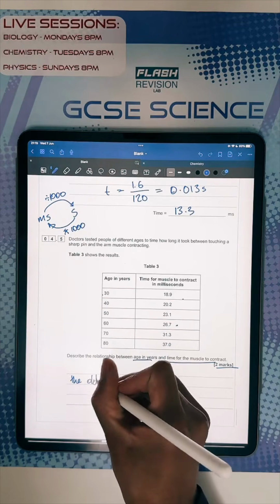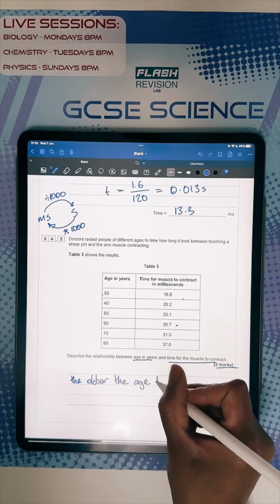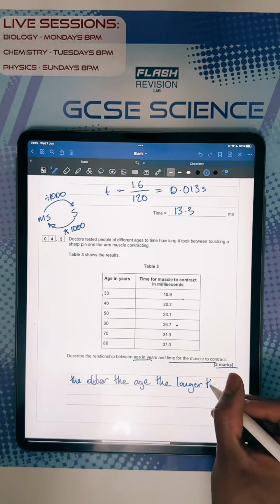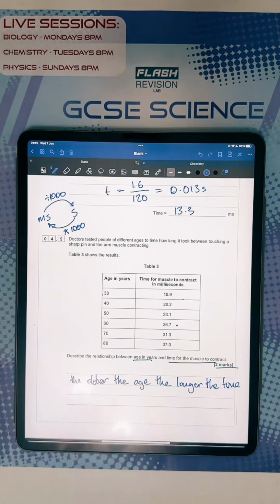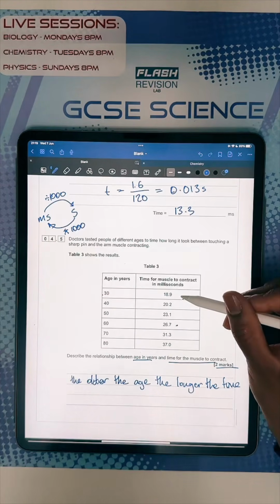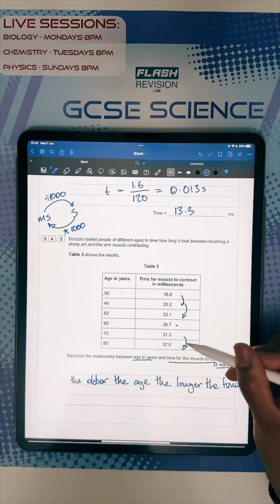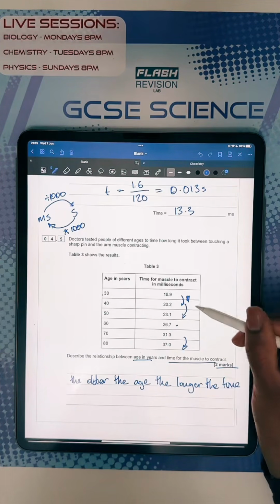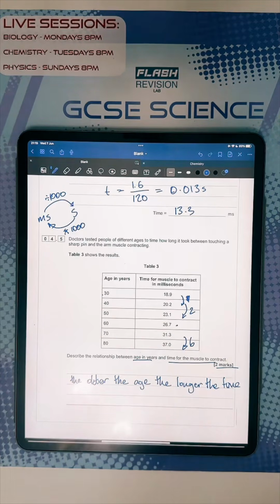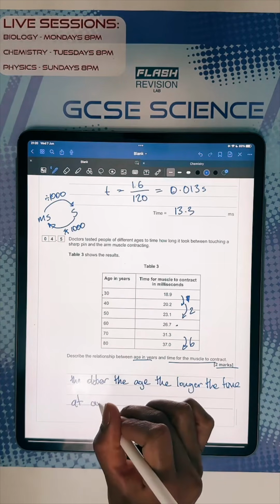So the older the age, the longer the time. What's the second mark for? No, it's not to add values. Yeah, it's to do with the difference. Exactly. Look at here. It's only going up by about 1 or 2. It's going up by 2. Here, it's going up by 6. So, well, that's going up by around 1. That's going up by around 2. That's going up by 6. So you would say that the rate of increase is increasing. So we can say at an increasing rate.